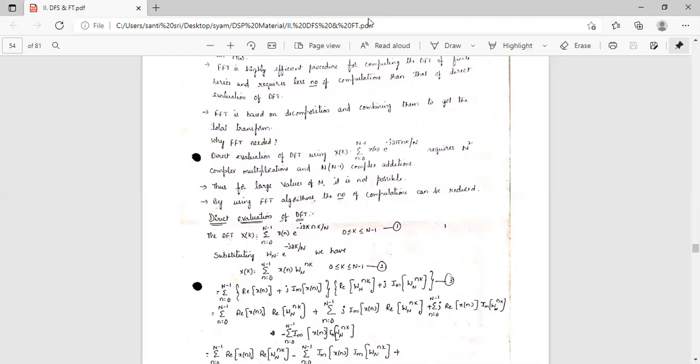It is a highly efficient procedure for computing the DFT of a finite series and requires less number of computations than that of the direct evaluation of DFT, right?